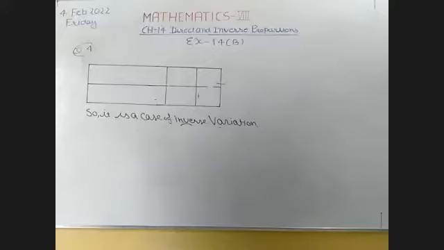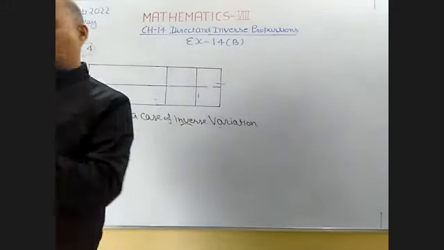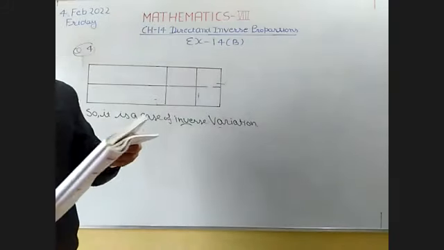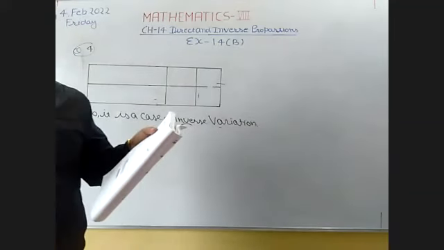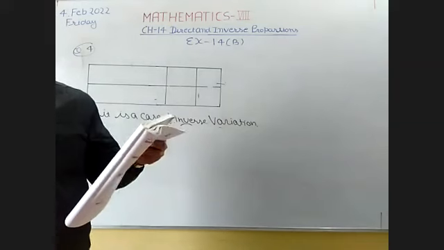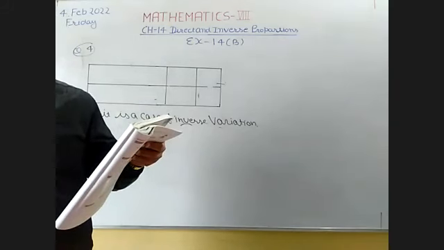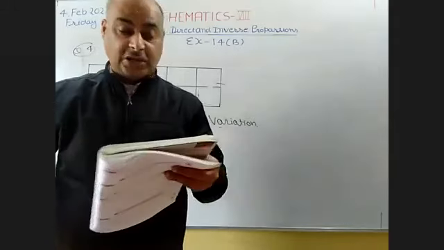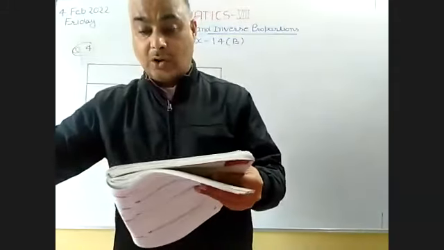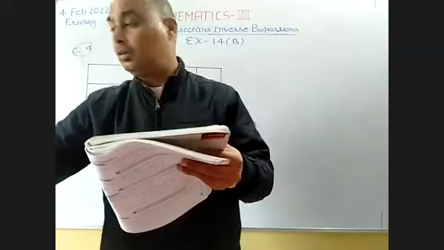Now in question number 5, what is given? 25 cows can graze a field in 6 days. How many cows will graze the same field in 30 days?